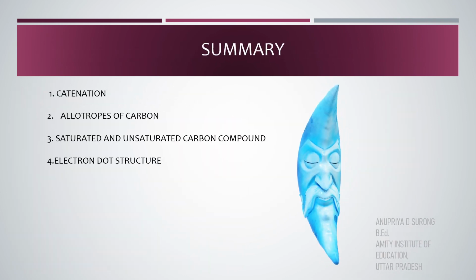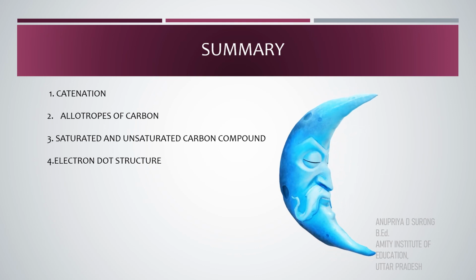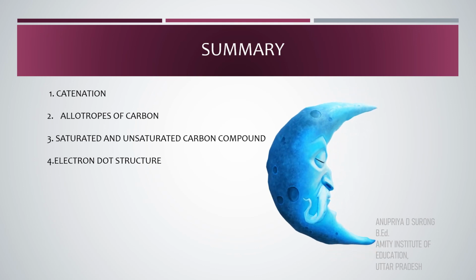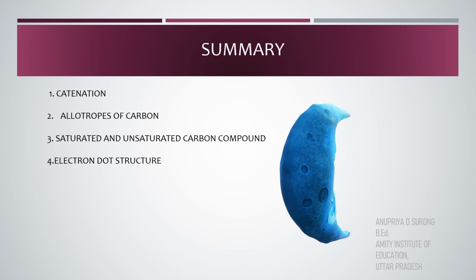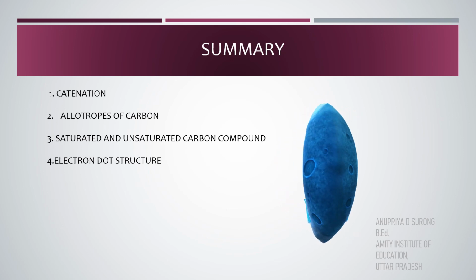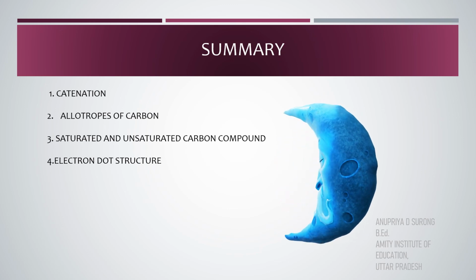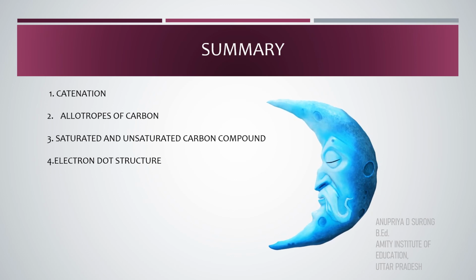Students, we have learned about catenation, we have learned about allotropes of carbon, saturated and unsaturated carbon compounds with examples, and also the electron dot structure. So you can always rewind or forward back to look at each of the topics properly and carefully.